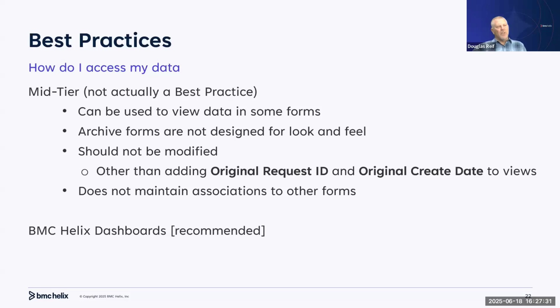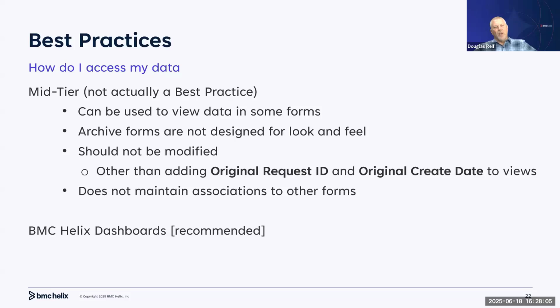But there is one special case, is the archive forms have the original request ID and the original create date in them, because the request ID in the archive form is going to be the request ID for the archive record being created. So the very first time you created an archive record, the request ID will be 1, even if the original help desk record was request ID 10,000. So the request ID is different than the original request ID from the help desk record.